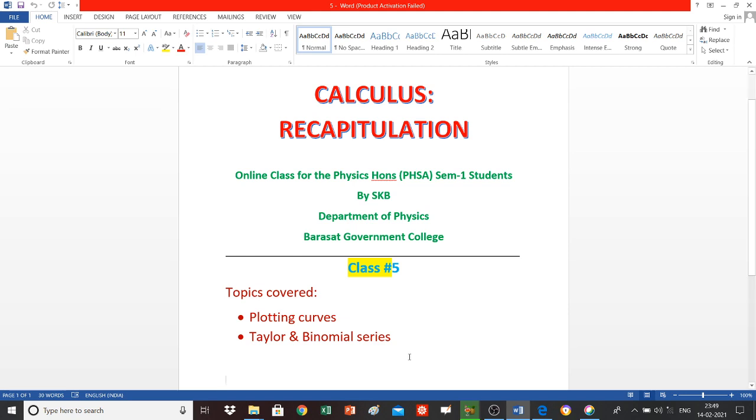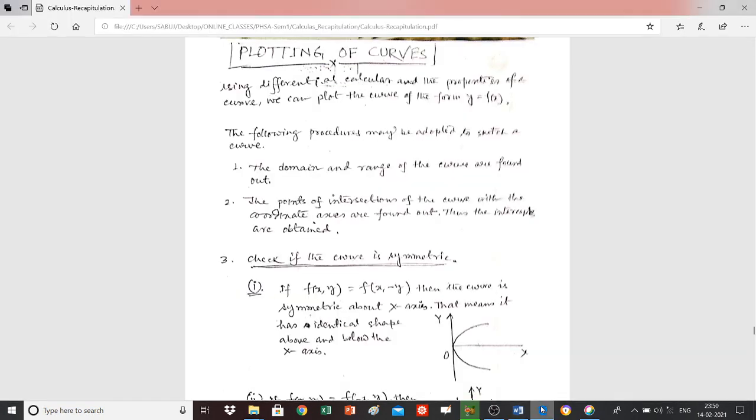Before that, first of all, we need to know how to plot a curve. In the first class, we learned how to plot a graph. In this class, we learn how to plot a curve. Obviously, we have to keep in mind different types of information, depending on which we can plot a curve. So students, let us start with the plotting of curves.